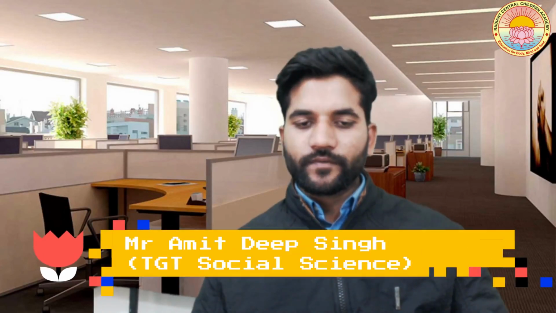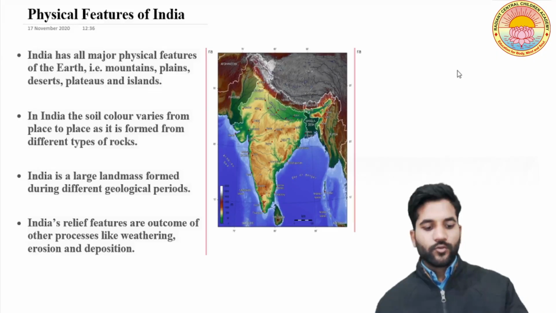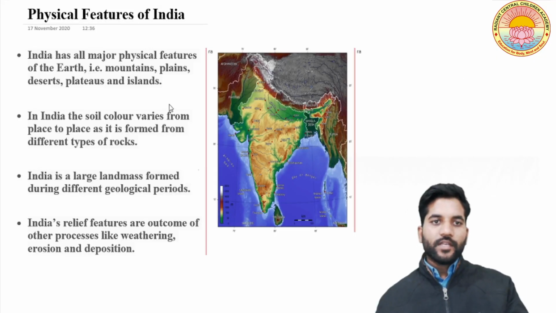In the previous lecture, we talked about India's size and location, different aspects of that. Now we will start the next chapter, that is physical features of India. Let's start. Today the topic is physical features of India. In this chapter, we will talk about the different land structures, different physical features of India.